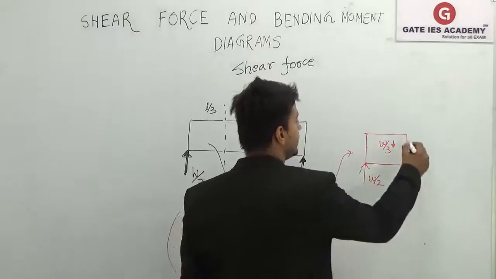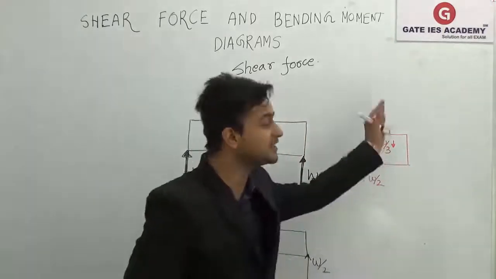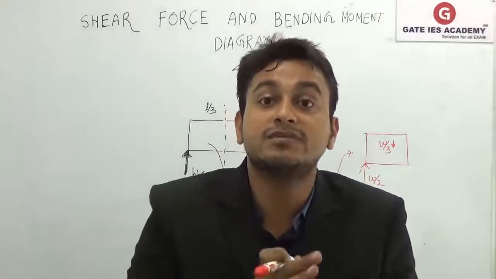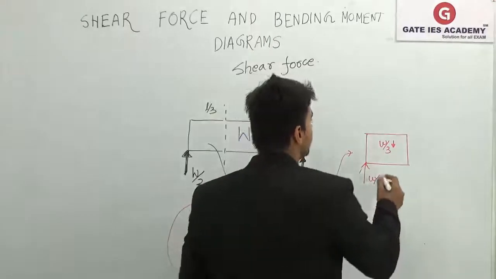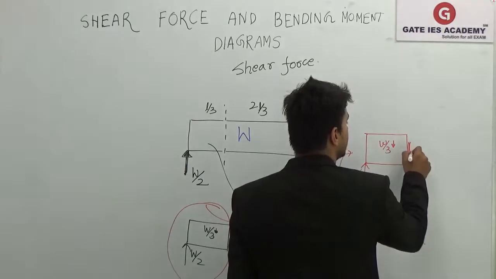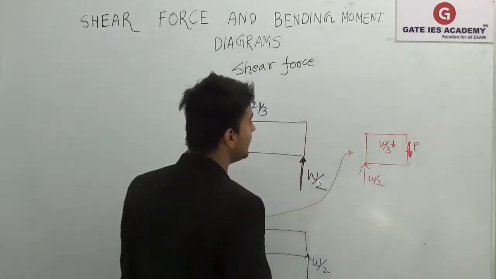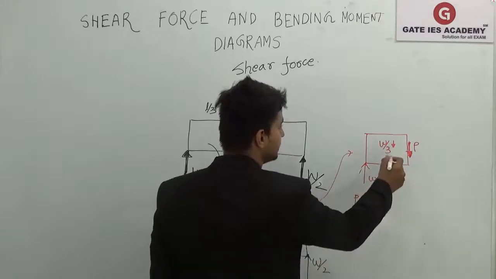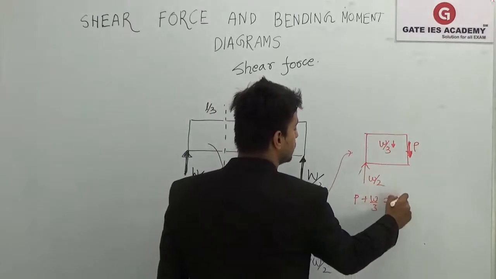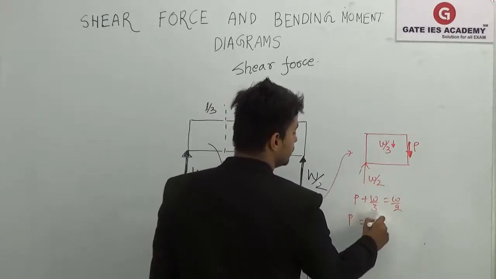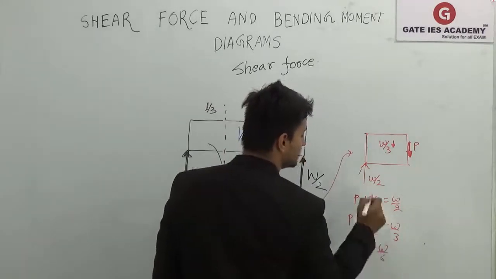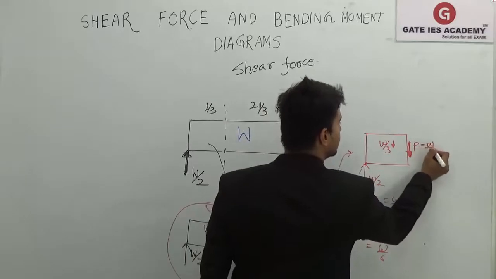So there might be some loading over here which has to be applied on this surface. Because we have cut, so there will be some surface forces. Whenever you cut something, there are some surface forces. So that surface force is what? This might be some P force which should be applied downwards. And how will you calculate that P? That P should be applied down because W by 2 is greater. So P plus W by 3 should be equal to W by 2. So this P will be equal to W by 2 minus W by 3. So this will be W by 6. So this P is equal to W by 6.